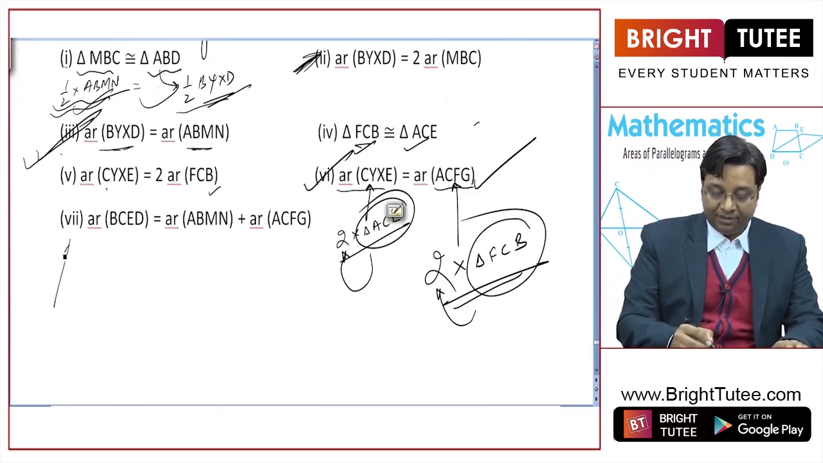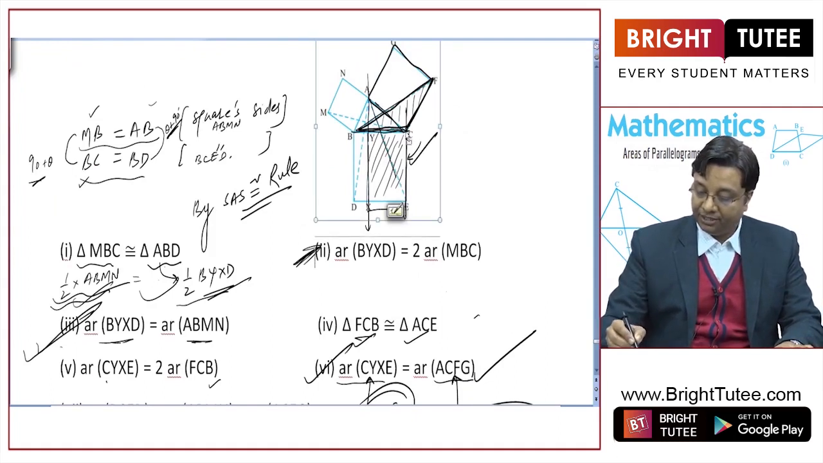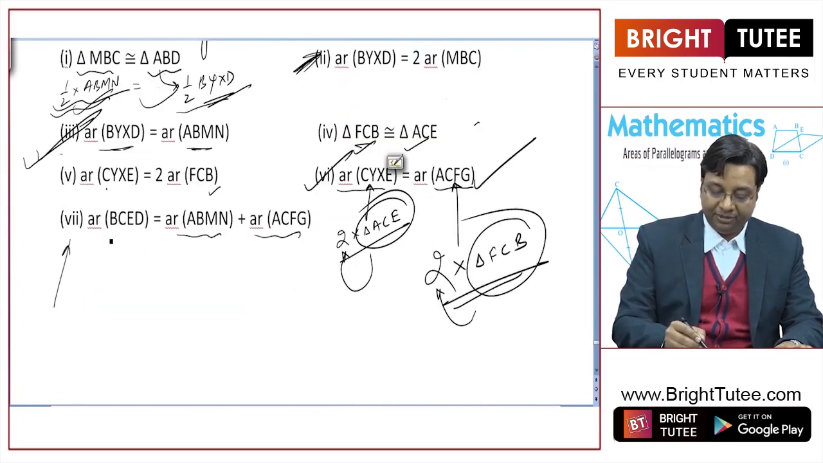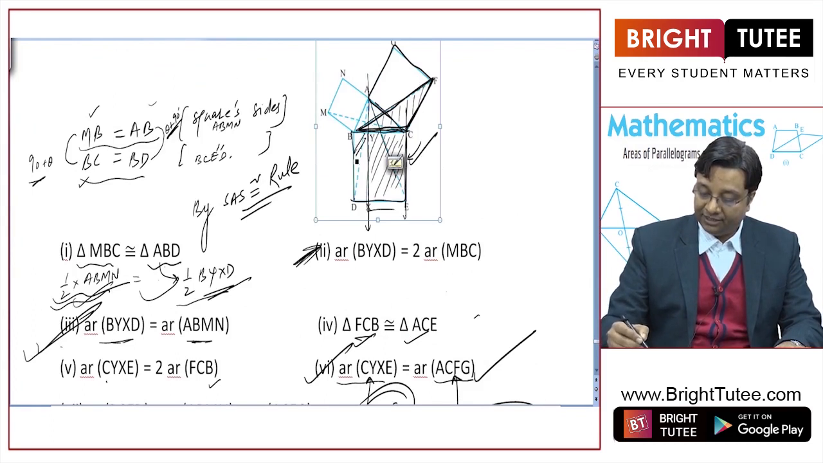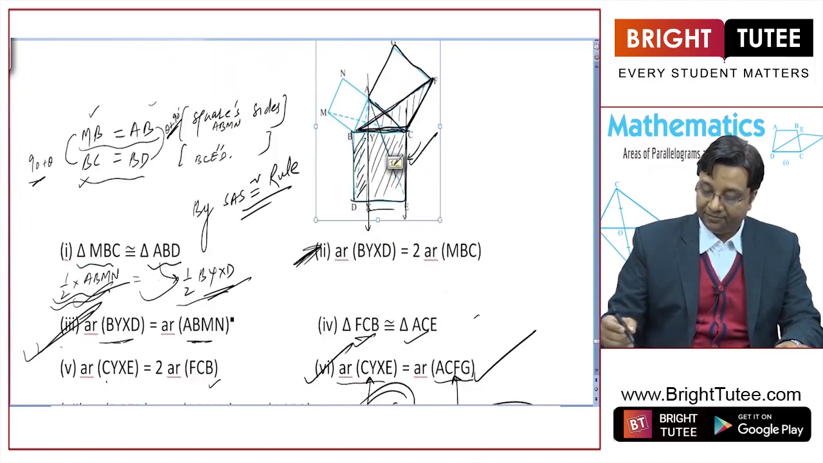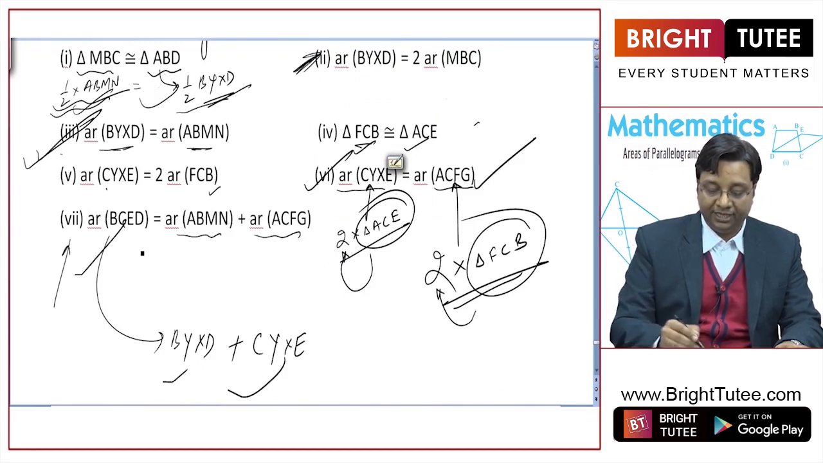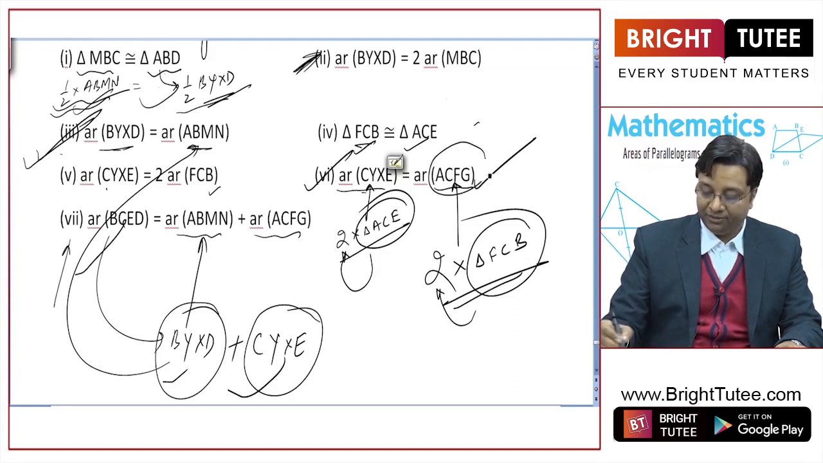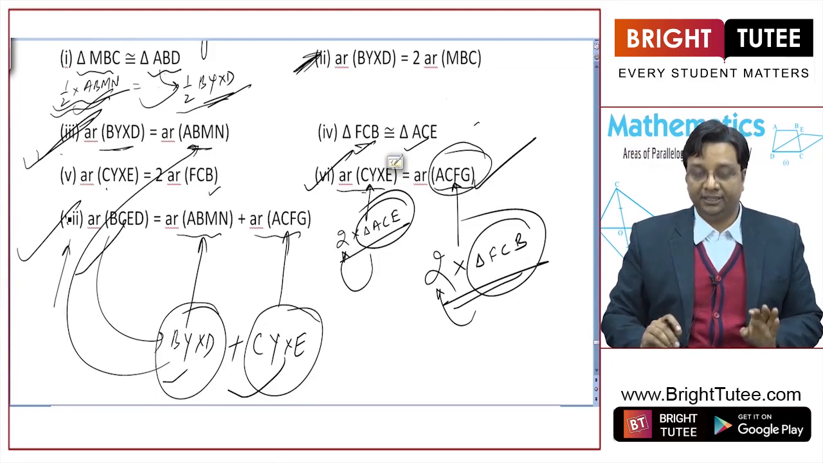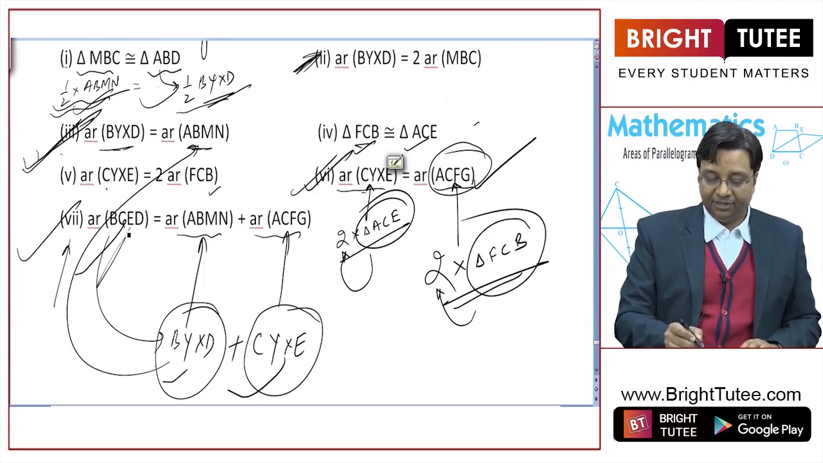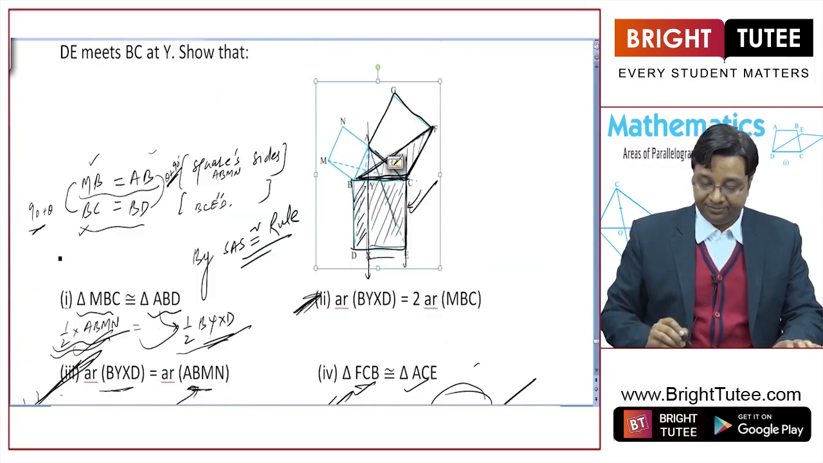Okay, look at the seventh part: area of BCED, that is this bigger square, is equal to area of ABMN plus ACFG. This is a very simple result because area of BCED consists of two areas, that is this area which is BYXD plus this area that is CYXE. BYXD is equal to ABMN, so you can simply replace this by ABMN here, and CYXE we have proved equal to ACFG, so you can replace it here. So the seventh result is nothing but a manipulation, or you can say that you just need to add the third and fifth parts. So you will get this bigger area BCED, right? So there is nothing new in the seventh part. Hence this question is done.